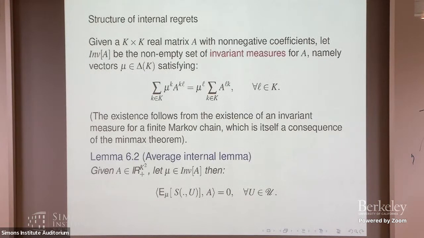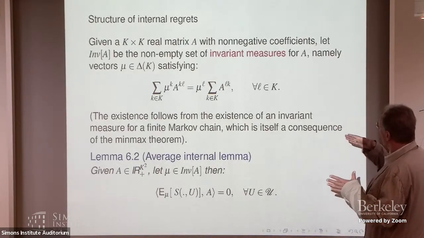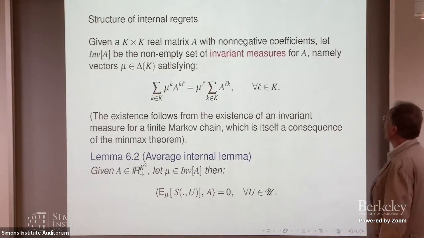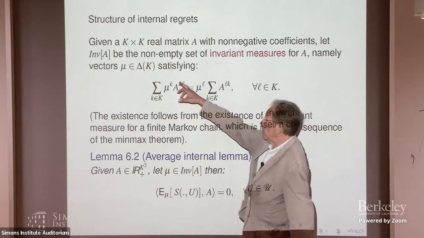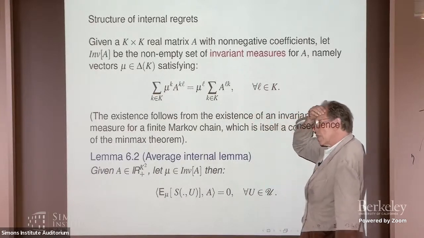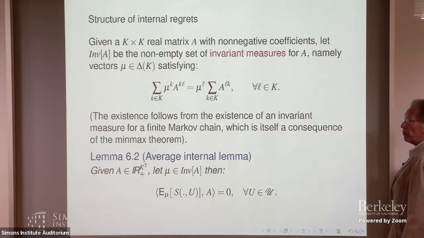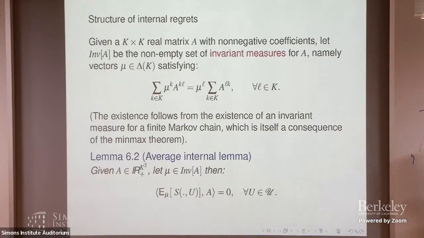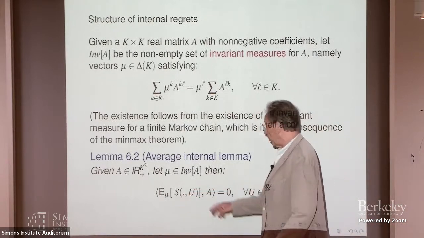And you have a similar property for internal regret. You have to be careful because internal regret is now in R, it's a matrix. So you cannot use directly a probability on K. What you do is that when you have a matrix with non-negative coefficients, it defines a set of invariant measures, which are the probabilities on K satisfying this. Basically, if A is a Markov chain, these are the regular invariant measures. If you have a matrix with non-negative coefficients, it's the same proof, which is, by the way, a consequence of the min-max theorem.